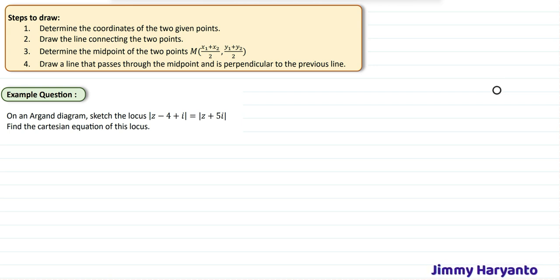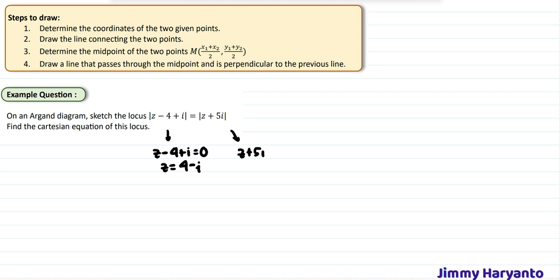So in the example questions, we have this locus. That means we have to find the points first. From this one, you have z - 4 + i = 0. That means z = 4 - i. And for this one, you have z + 5i = 0, z = -5i. I want to remind you that this method is not common, but you can find out the points easily like this.